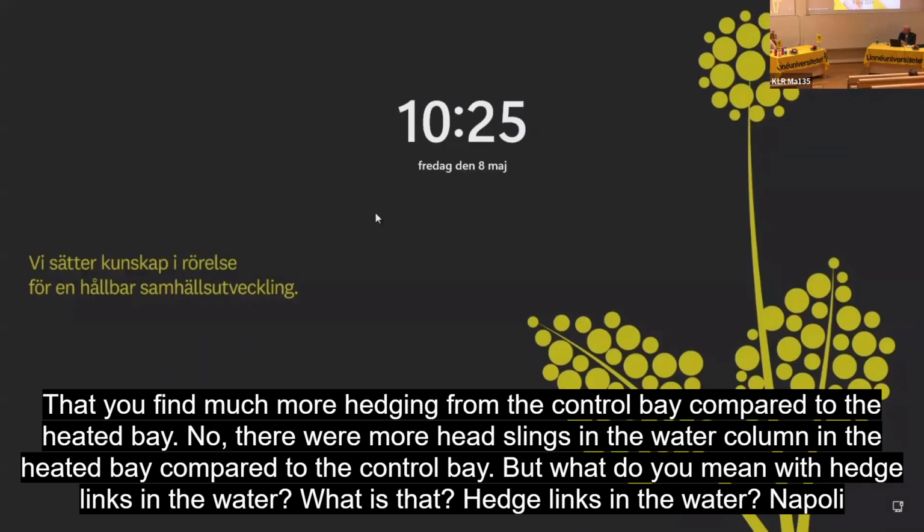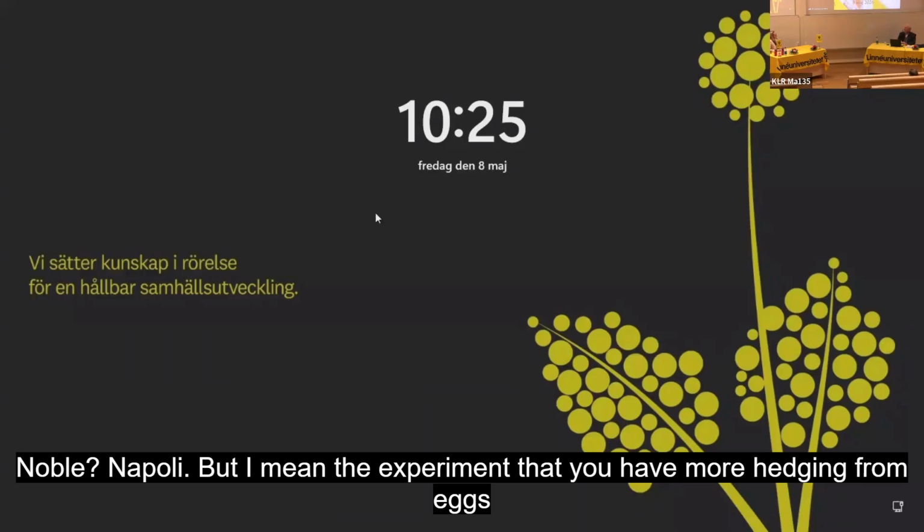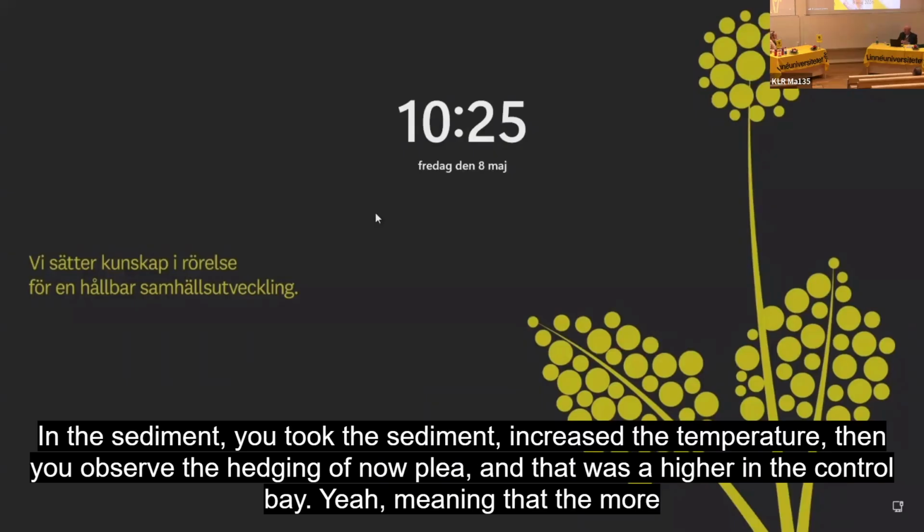No, there were more hatchlings in the water column in the heated bay compared to the control bay. But what do you mean by hatchlings in the water? Nauplii. Nauplii? Nauplii. Yeah. But I mean the experiment where you have more hatching from eggs in the sediment. You took the sediment, increased the temperature, then observed the hatching of nauplii, and that was higher in the control bay.